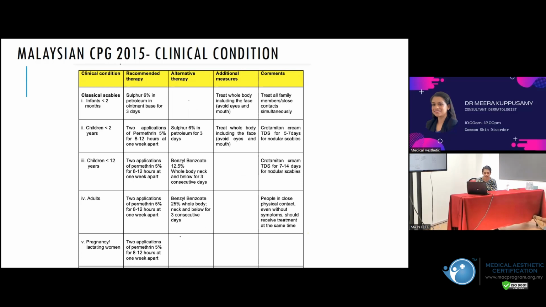Okay, this is how it presents and how to treat. This one you can read from the CPG.